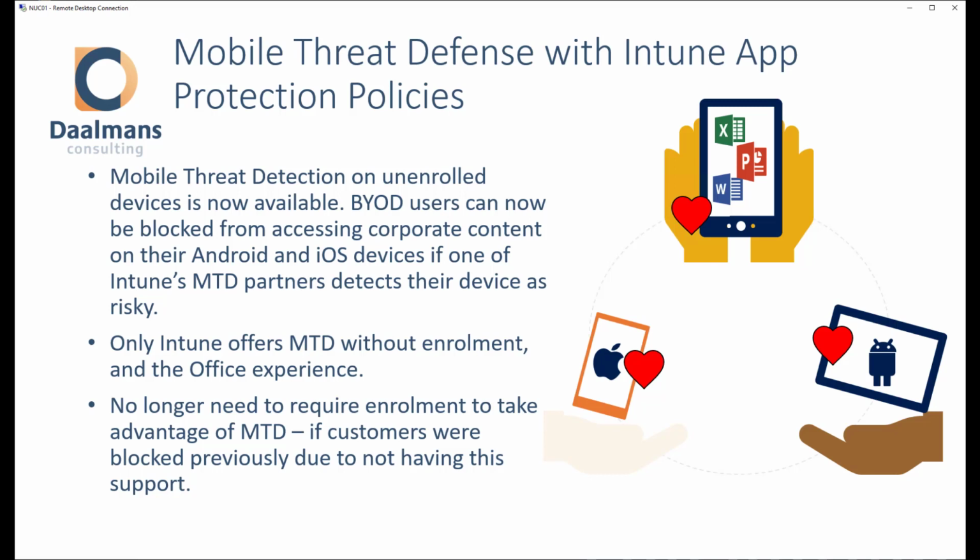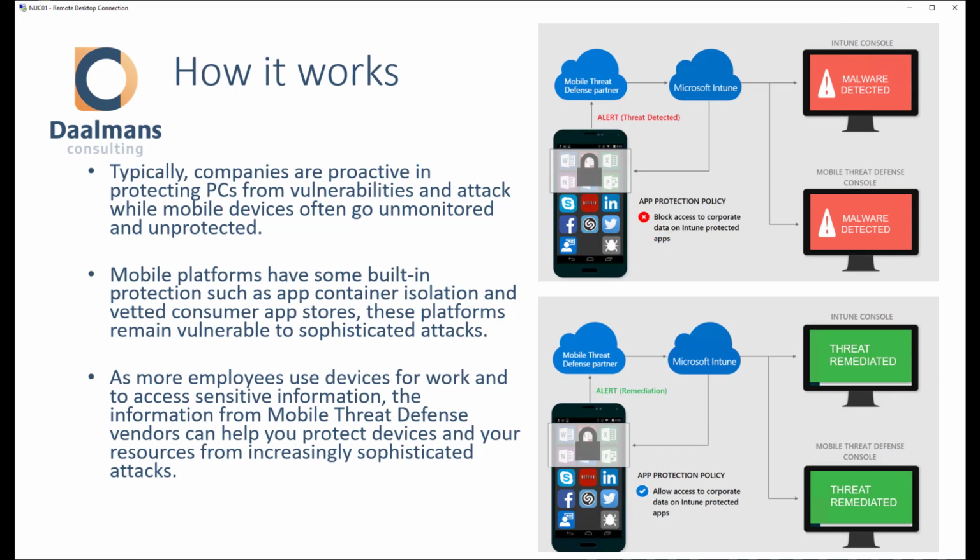To my knowledge, Intune is the only one doing app protection without enrollment and also integrating with the mobile threat defense partners like this. So how does this work? Typically, your device is being managed or protected by a mobile threat defense partner. Intune is protecting the app, and if malware is detected, this will be shared to Intune by the mobile threat defense console of the partner, and access will be denied. If the threat is remediated, you will definitely have access again, which is awesome if you ask me.